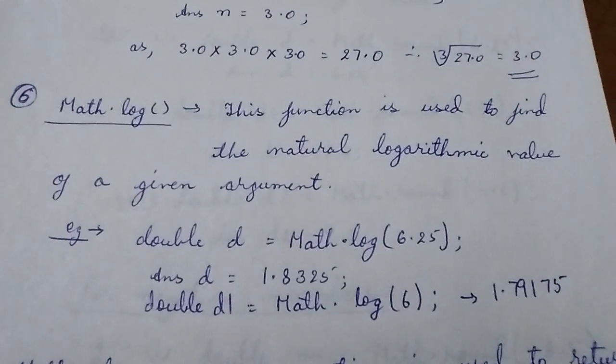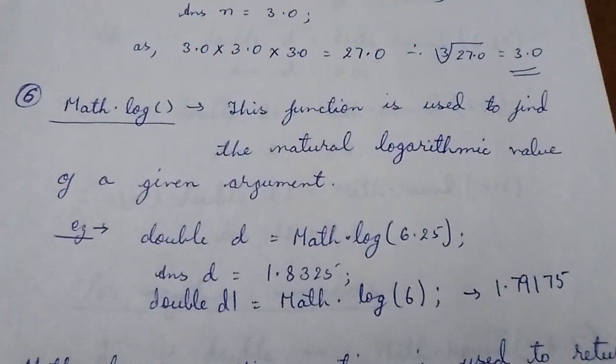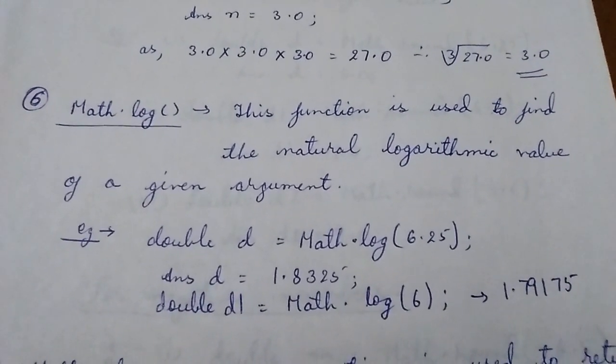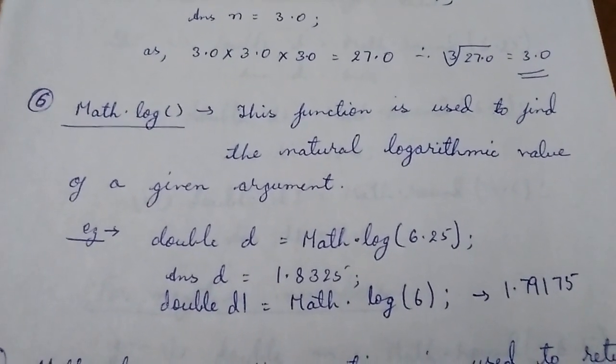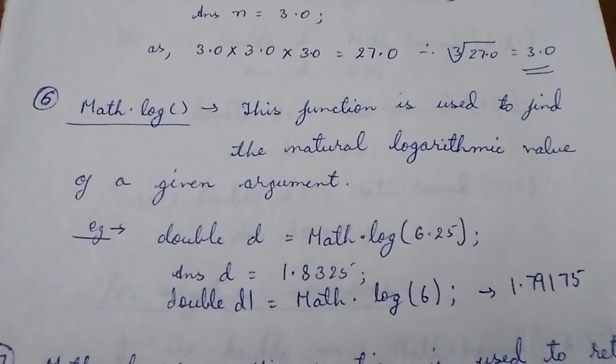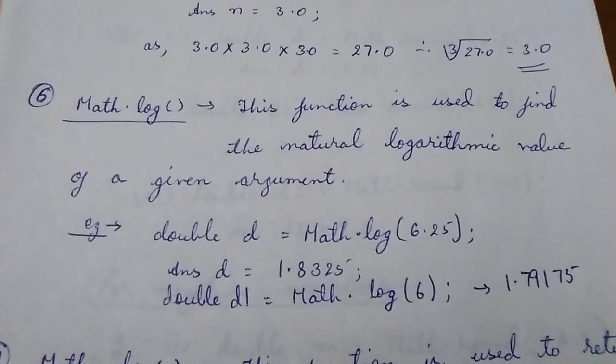The next is Math.log. Now this function is used to find the natural logarithmic value of any given argument. Like we see, if we pass the value 6.25, it will return the value of d as 1.8325.